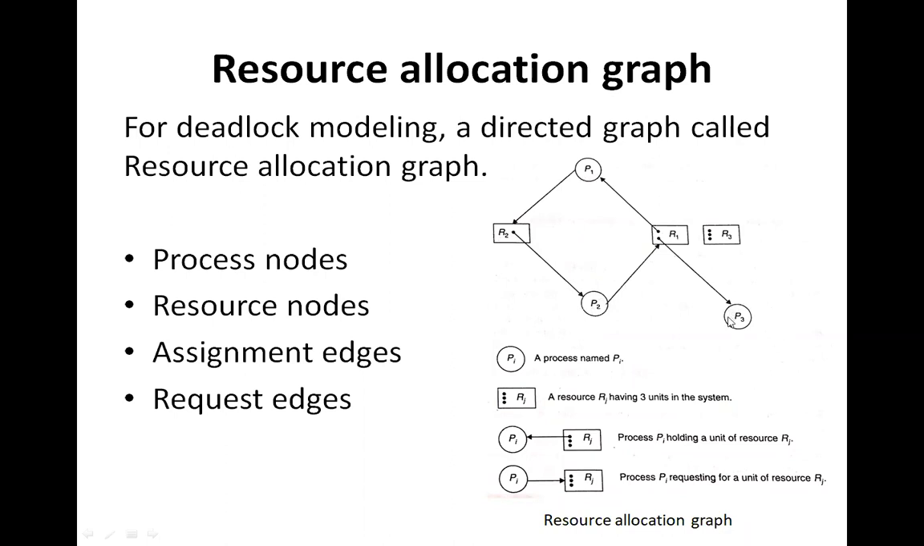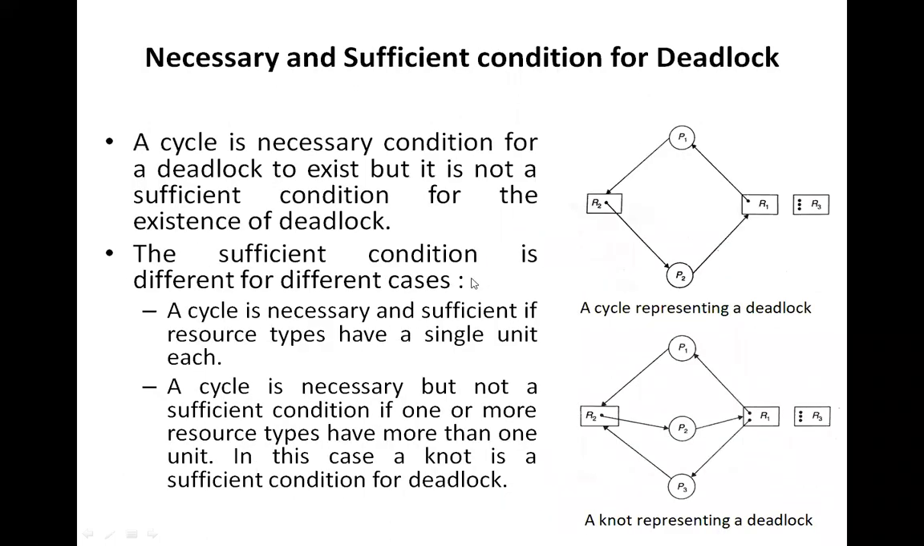So after P3 finishes its job, P2 is assigned, and when P2 finishes its job, R2 will be allocated to P1. So this is the condition in which you can say that it is not a deadlock condition. That is why the presence of the cycle may be the necessary condition for the deadlock, but it is not the sufficient condition for the deadlock.